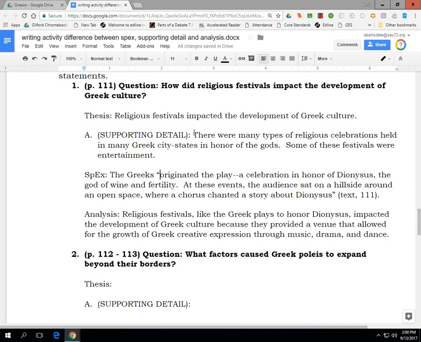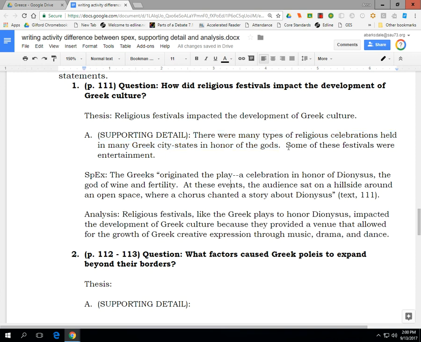So I created a simple sentence that said there were many types of religious celebrations held in many Greek city-states in honor of the gods. What I'm doing there is showing the reader that what I'm about to talk about is a celebration, and it's about a particular god. So I simply create a little historical background about city-states and that they celebrated their gods. And Dionysus's play is one of the examples.